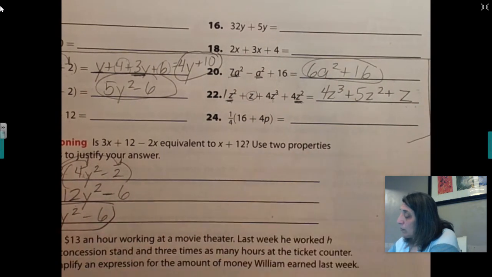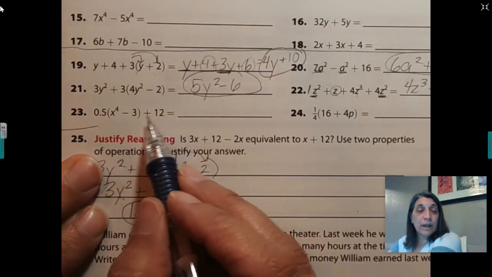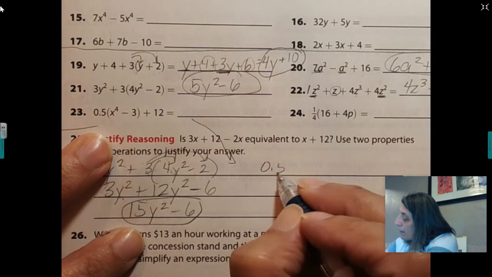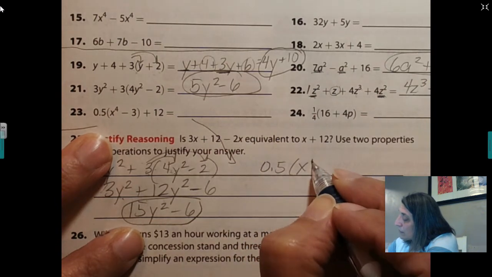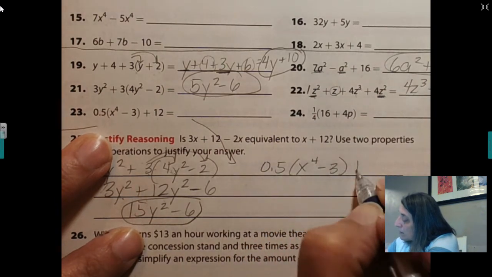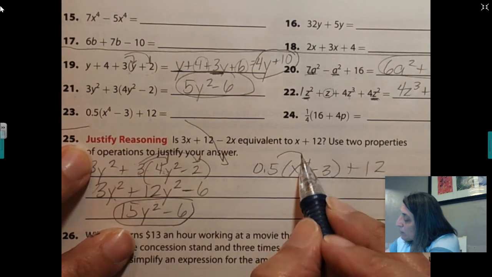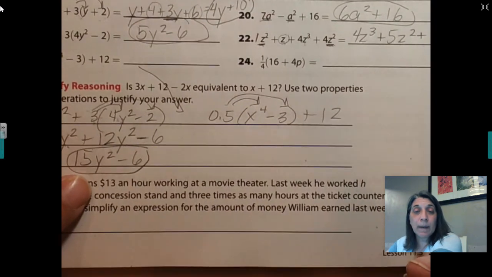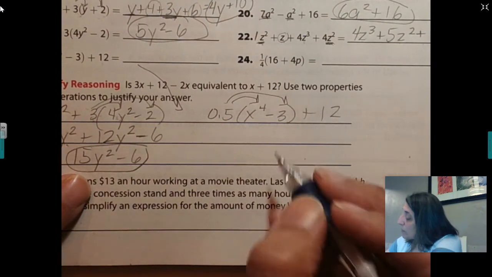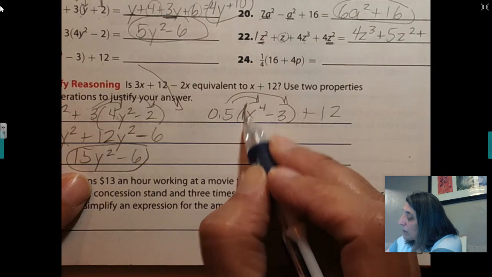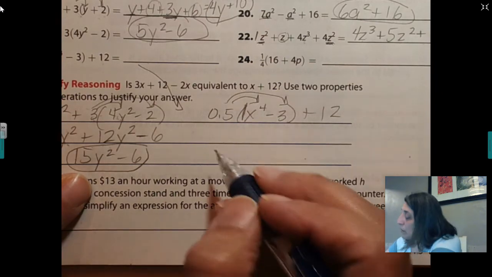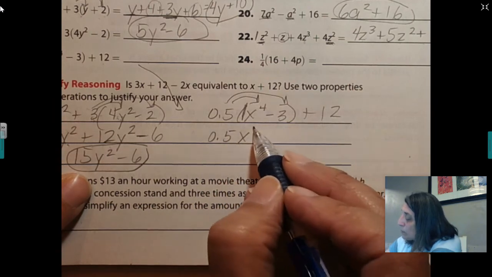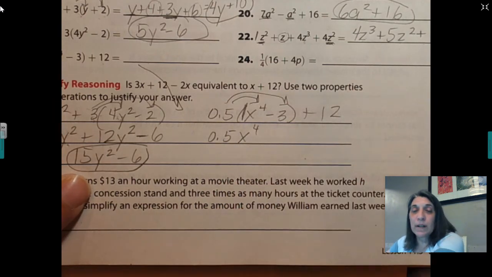I'm going to take this one over here and write it down there where I have more room. 0.5 x to the 4th power minus 3 plus 12. So I've got to distribute this 0.5 into each number. This is a 1. Remember, there's a little invisible 1 here, right? So 0.5 times 1 is just 0.5x to the 4th power. Sorry, almost forgot my exponent.